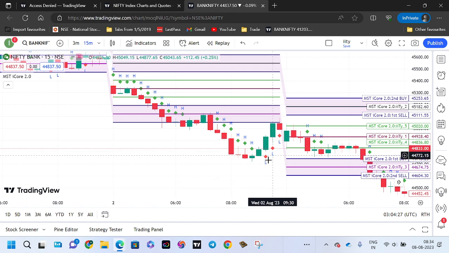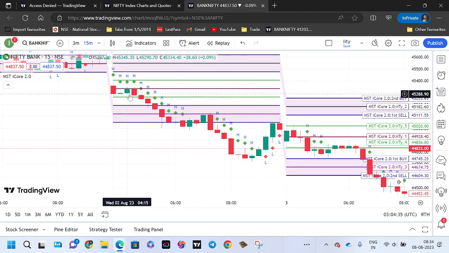So unless it keeps on giving you the L symbol, you should be in a buy mode. If it gives H, then you have to be in a sell mode. So I will change the labels here, this as the buy and this as the sell. B, yes, I will change it. If B comes, go for the buy entry. If S comes, go for the sell entry.